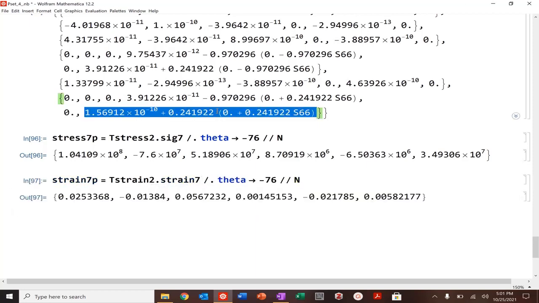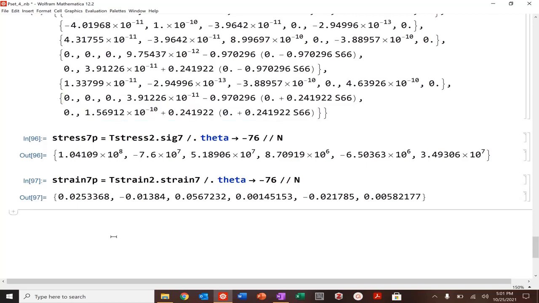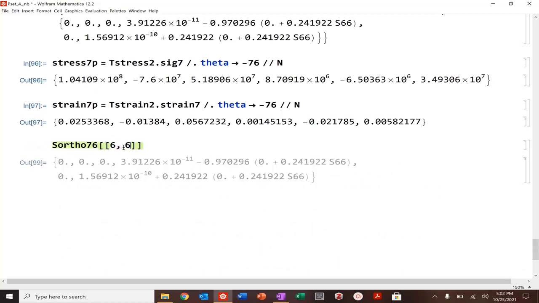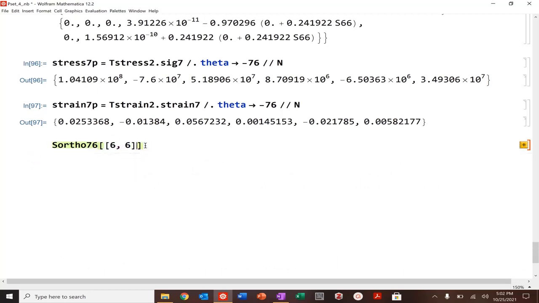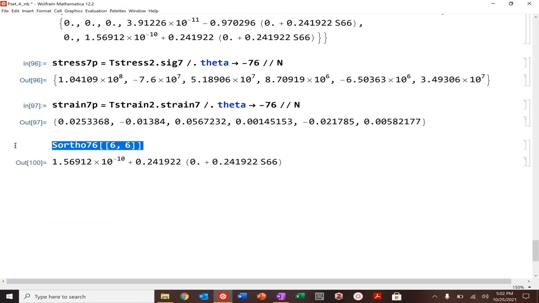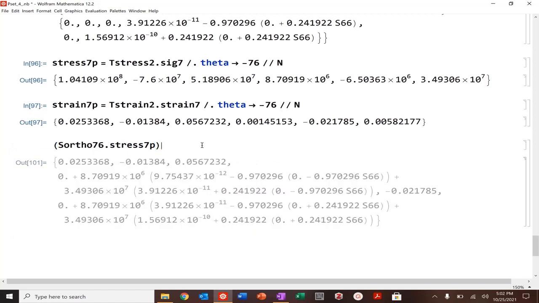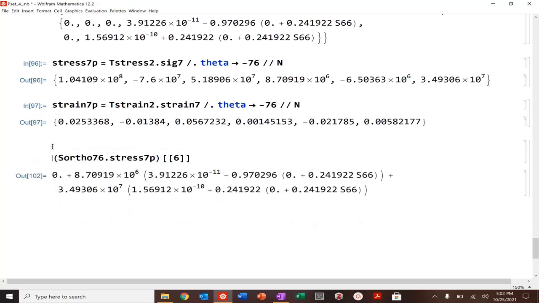So now I can see here in my last equation, if I look at my S ortho 76, for example, if I look at my 6th equation, oops. So now I could do solve. Actually, let me do it. I'm going to do S ortho 76 dot my stress 7P. So I want to look at the 6th equation here. I'm going to go ahead and solve.